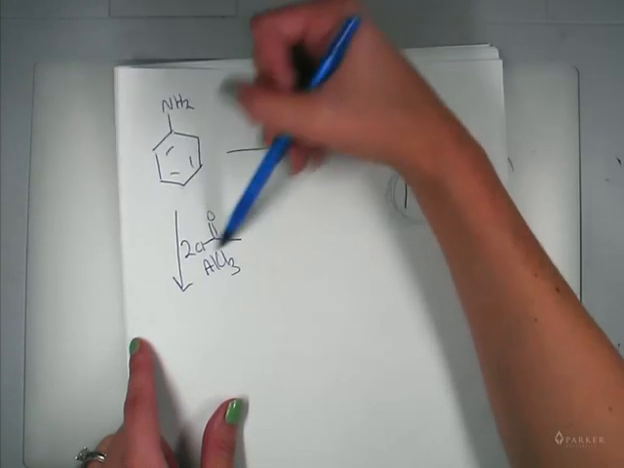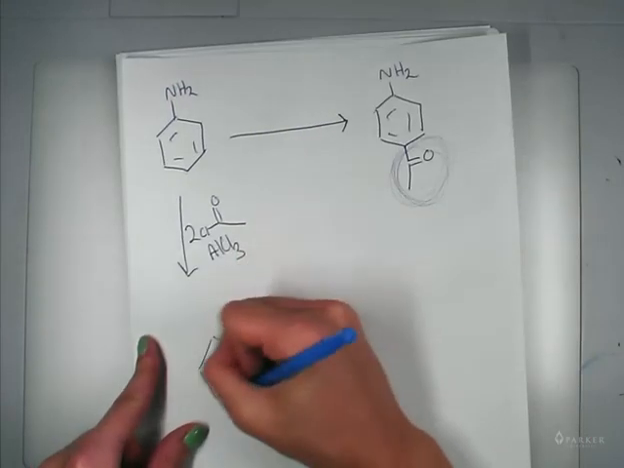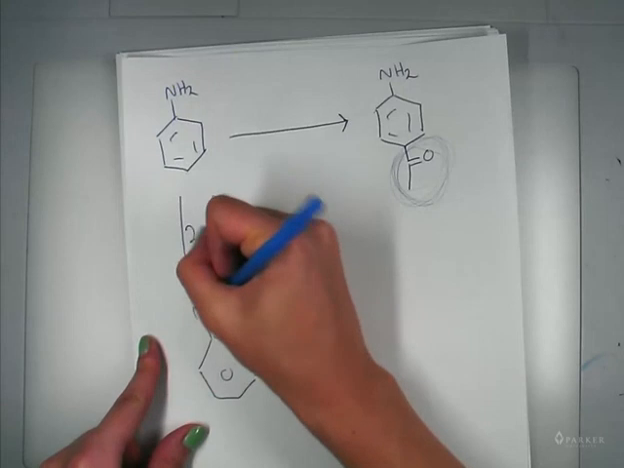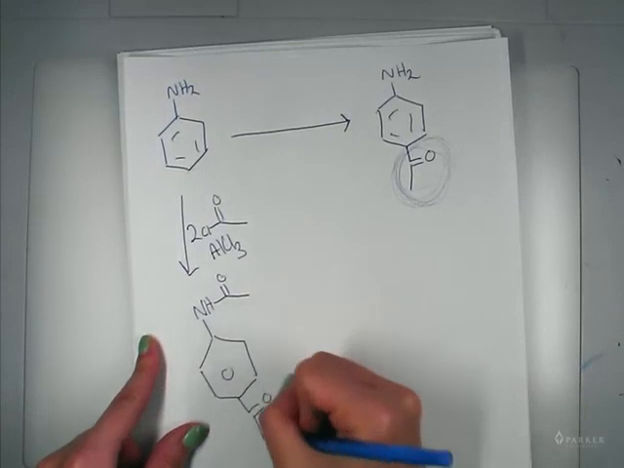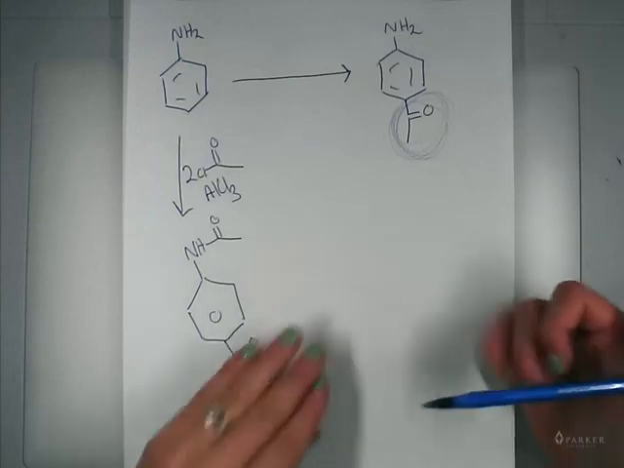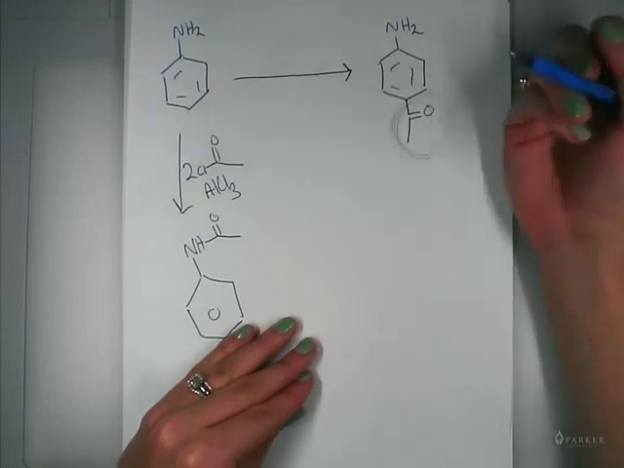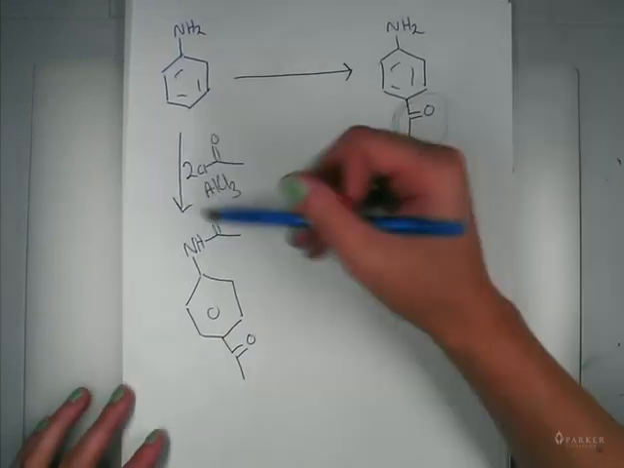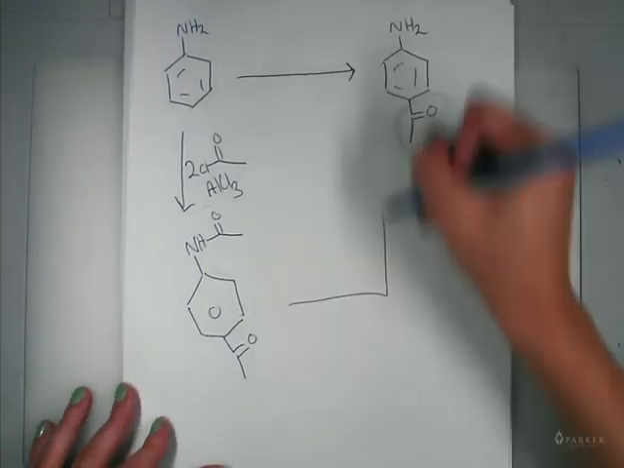So if I only added one of these groups, it would go to the nitrogen. Okay? But I'm adding two. So one will go to the nitrogen, and the other will go on benzene. So that's why you have to add two, because this will happen. If I don't add two, I will only get this right here with the carbonyl, or actually this would be an amide. Now how do I take this off? Just H3O plus.